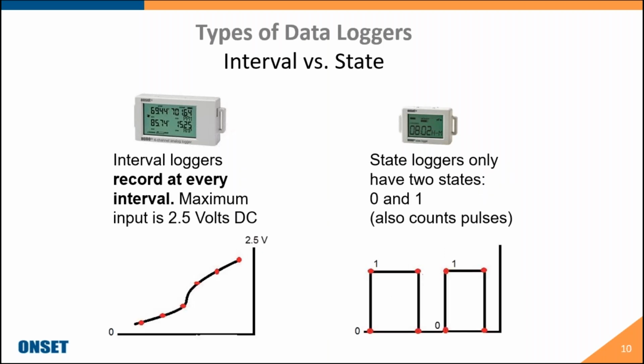Here is an example of what two different data files will look like from our interval data loggers versus our state data loggers. As you can see with the interval data logger, it will mark each time that it took a measurement, from 0 up to the 2.5 volts represented in this graph. A state data logger is just giving you a 0 and 1 and recording when those events or state changes happened.